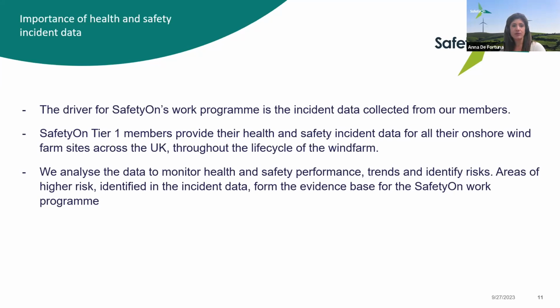Tier 1 members include owners and operators with a minimum of 200 megawatts installed capacity in the UK. Tier 1 members also include operation and maintenance service providers and contractors with a minimum, again, of a 200 megawatt portfolio, and OEMs with a minimum of 200 megawatts delivered and operational capacity. All of these Tier 1 members provide the health and safety incident data for all their onshore wind farms across the UK, throughout the life cycle of that wind farm.